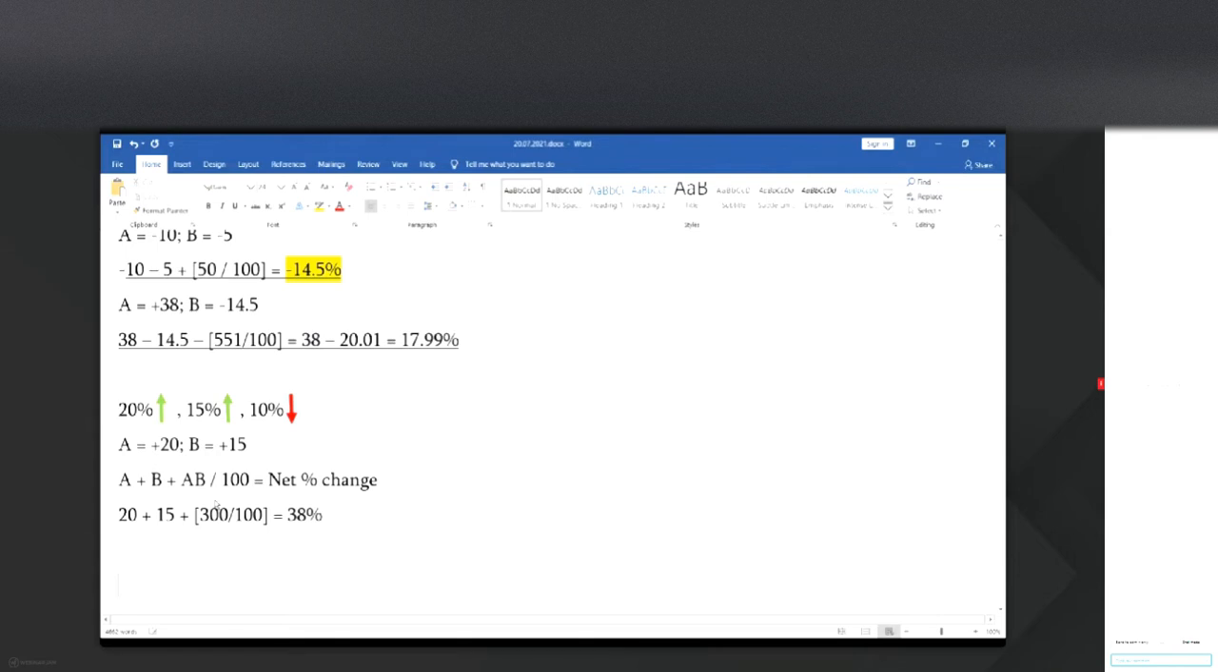So what happens here is you now have to apply this 38 percentage with this 10%. So A will be plus 38 and B will be minus 10, right? So now you will be able to get the answer. Apply it in the same formula, you will get this.